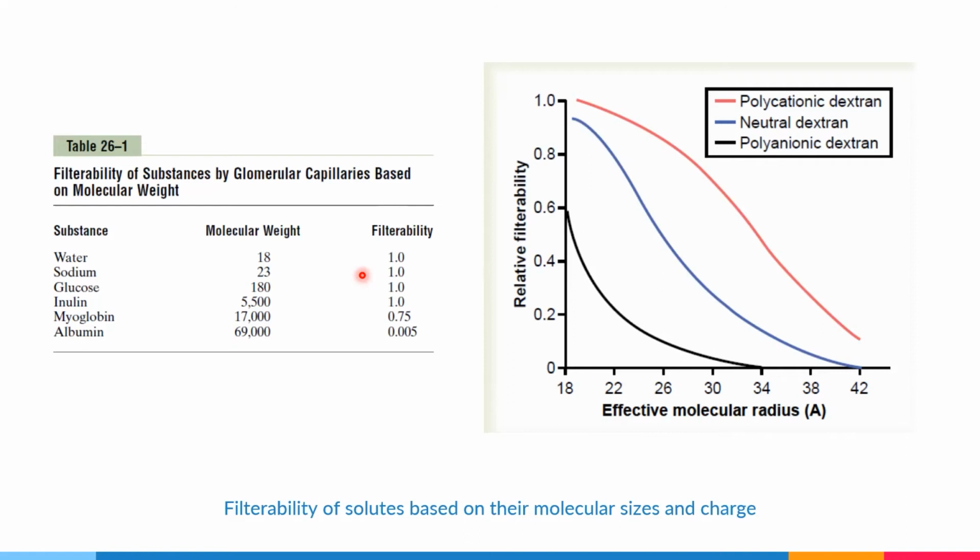The substances which have higher molecular weight, little by little, have lower filterability, with myoglobin, which has a molecular weight of 17,000, having a filterability of 75% compared to that of water. And albumin, which is a blood plasma protein, has a molecular weight of 69,000 and a filterability of only 0.5% compared to water. Thus, the heavier or larger the mass of the substance being filtered, the more dramatically the filterability lowers.